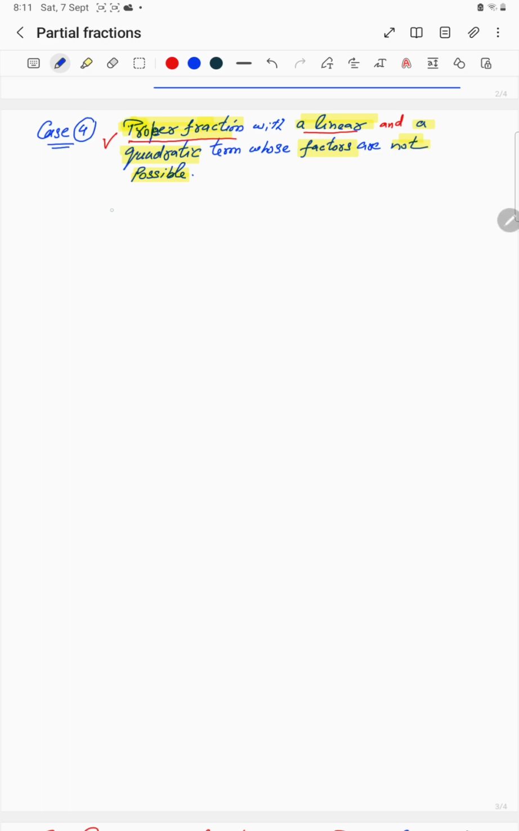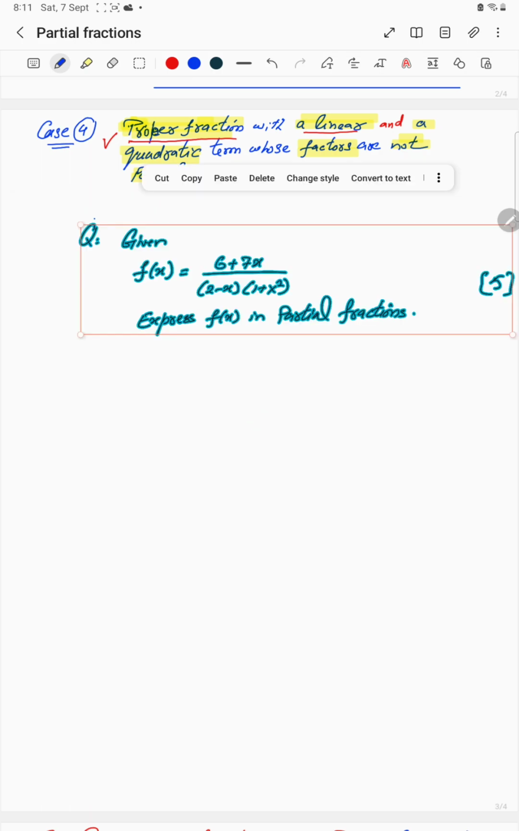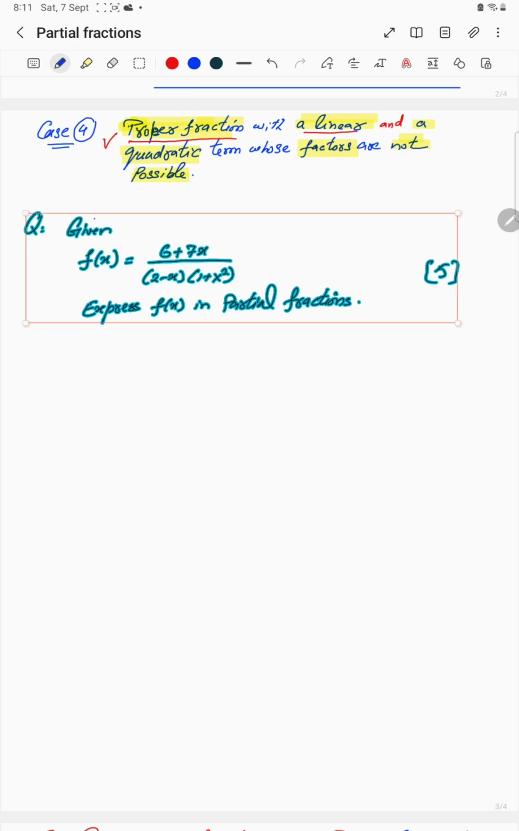We are doing a question here taken from a policy paper. Let's see what to do in such a case. First, the fraction must be proper. The highest degree of the numerator is 1 and the denominator's is 3, so it is 1 by 3. So it's a proper fraction.